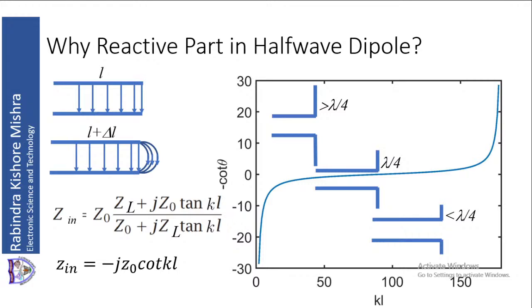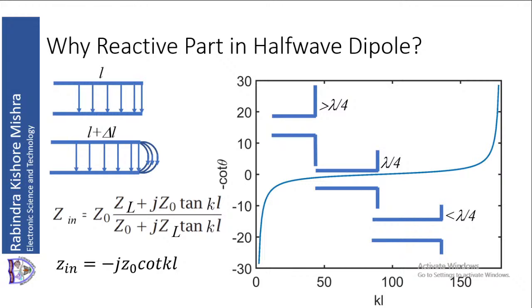But when we look at the current, it is not only along the length of the antenna, current is also around the conductor. The conductor has a diameter, so current is also around the conductor. Therefore, the total path traveled by the current is approximately L plus D, where D is the diameter of the antenna. So what we will do is take L plus D to be slightly less than lambda by 2.